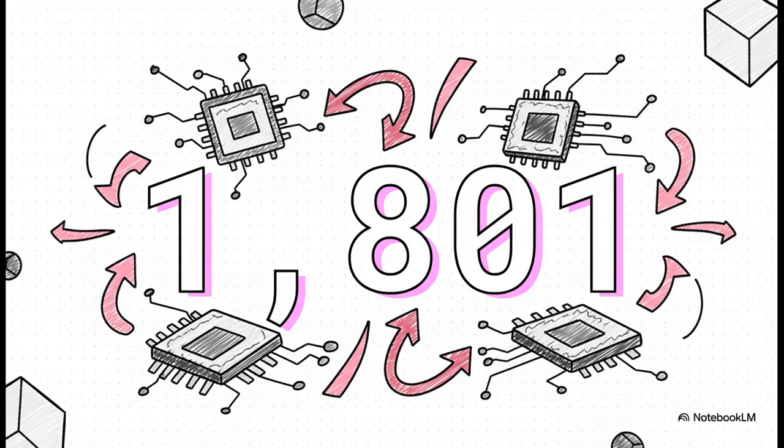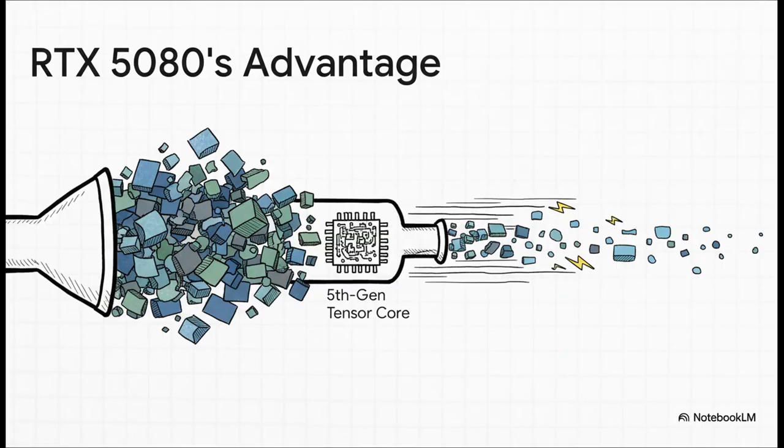It is more than double the performance of the 4080. This isn't just a small step up, this is a quantum leap forward in AI processing power. And it's all possible because of a really clever change in how the card thinks about AI math. So how on earth is that number so much better? Well, the secret sauce is in those 5th-gen tensor cores.